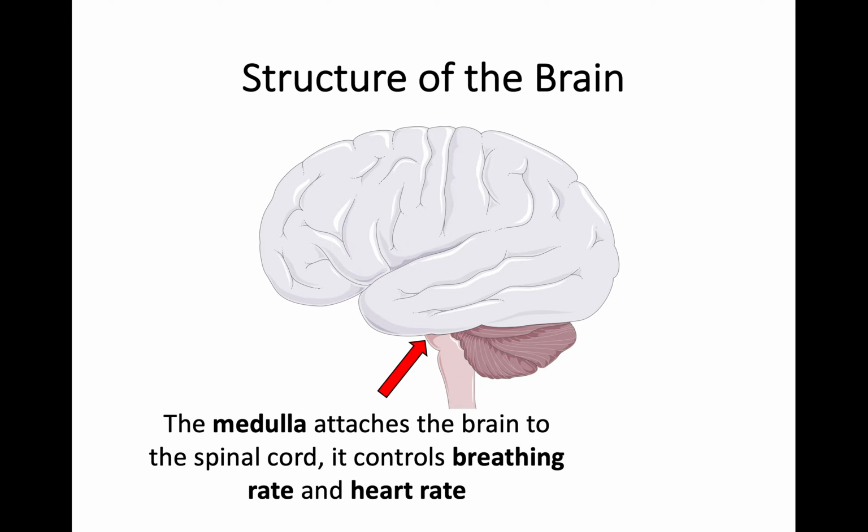There are three parts of the brain that you need to know. You should know how to identify them and what they actually do. The first is down at the bottom of the brain, and at the top of the spinal cord is the medulla. This controls breathing and heart rate. It controls unconscious responses that you do not need to think of.